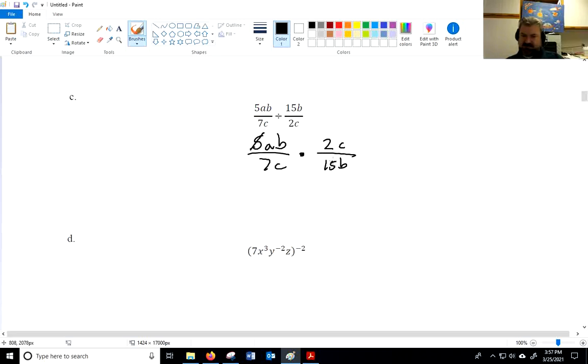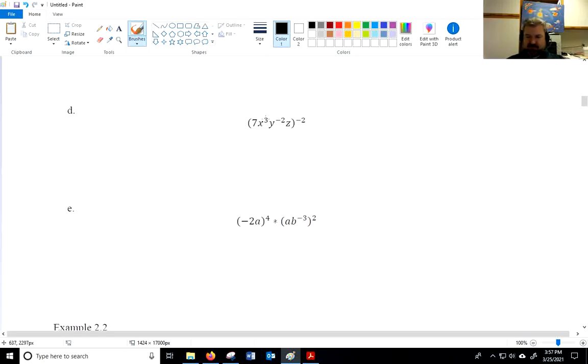All right, the 5 and the 15 reduce to 1 and 3. B and B reduce, and C reduce. So I've got 2A on top and just 21 on bottom. Okay, on the next one.